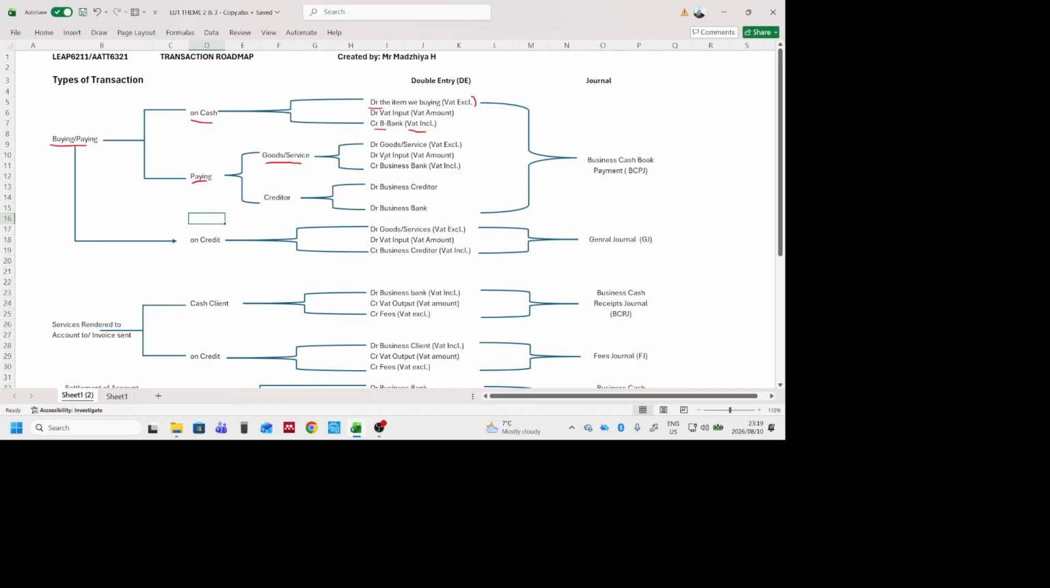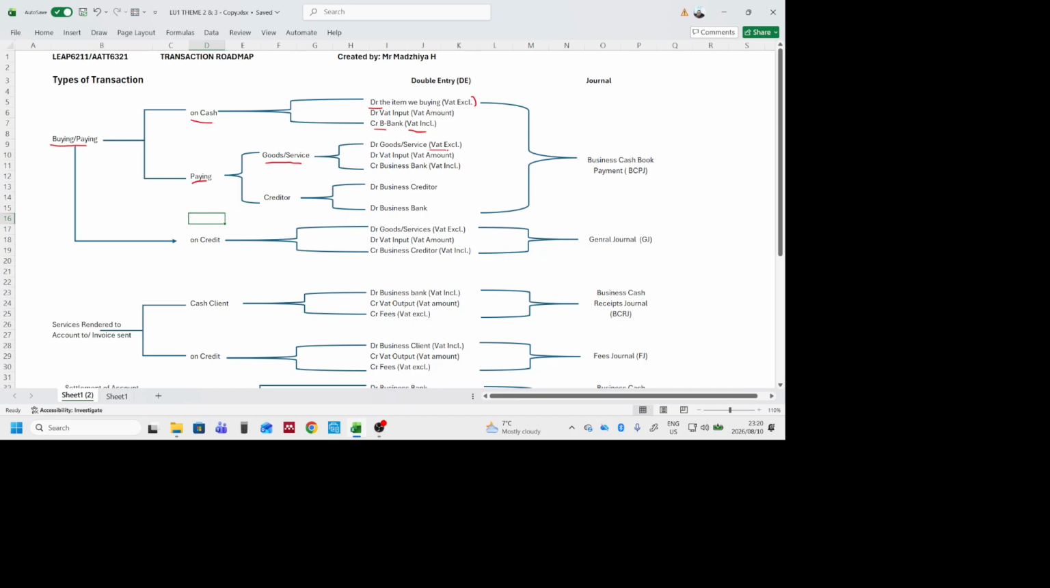You will then debit the VAT input. You will then credit the business bank. So whatever you're paying for becomes an account in the business to indicate how much you've actually paid for this particular service, so that we can keep records of all of those services that we've actually paid for and incurred throughout the year.